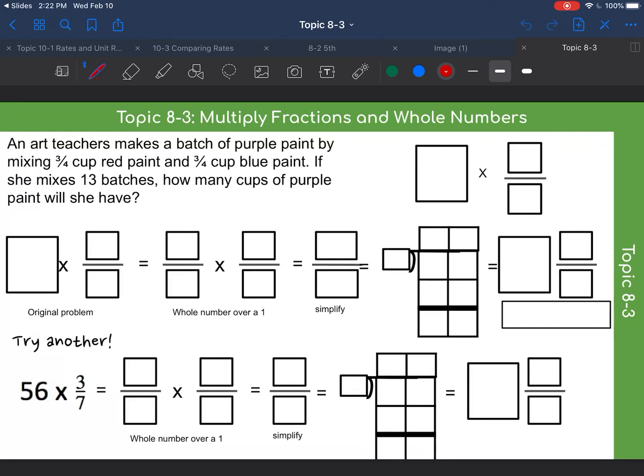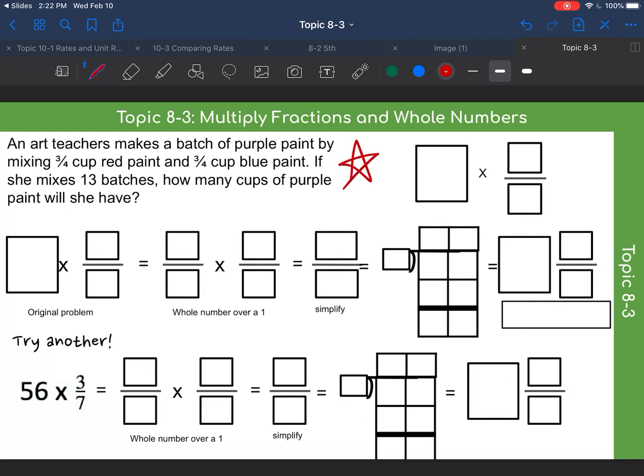Hello, fifth graders. So now you've kind of had an idea of how to model a whole number by a fraction and how to model fractions multiplied by whole numbers. Now we're just going to practice modeling, whether it's a fraction times a whole number or a whole number times a fraction. We're going to do that multiply straight across method. Remember, you need to make sure that the whole number is over a 1 when you multiply.